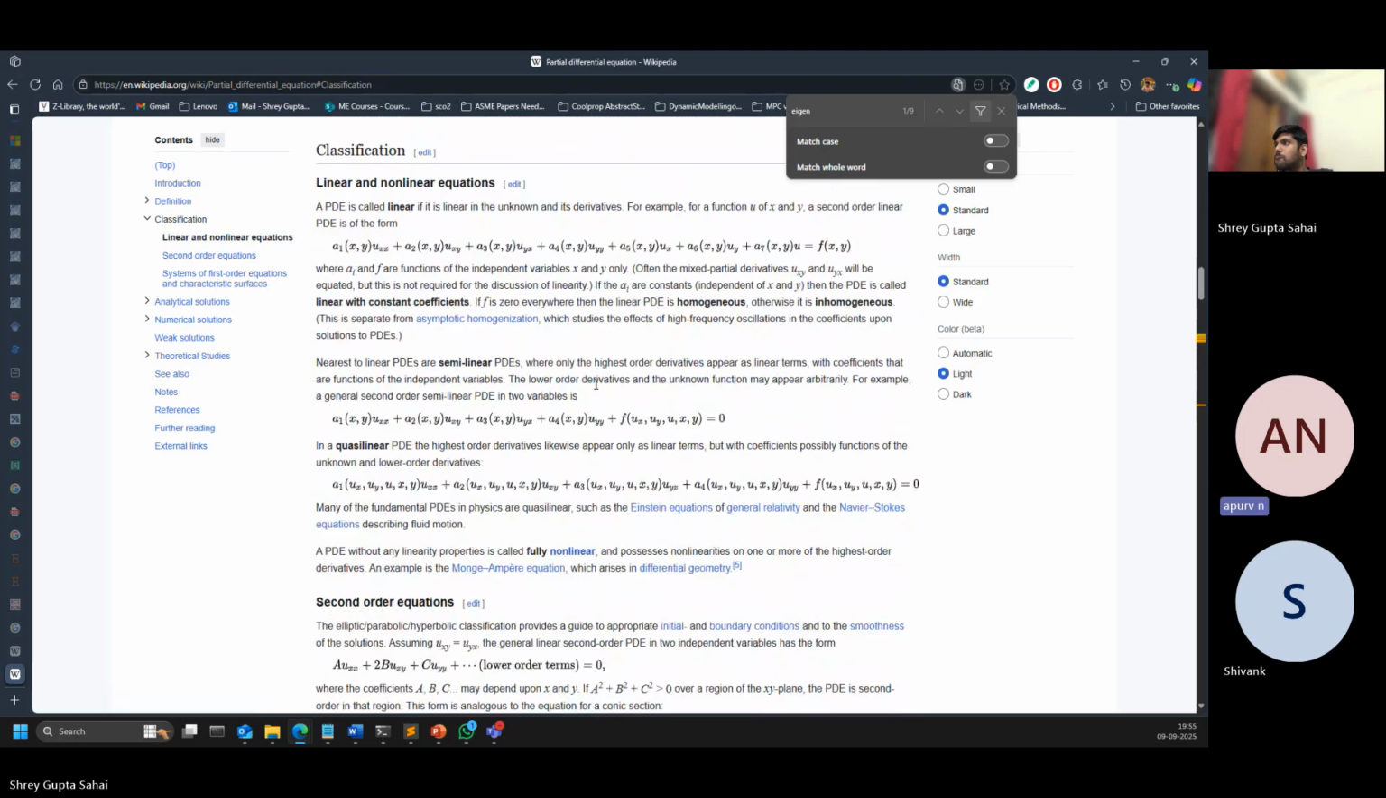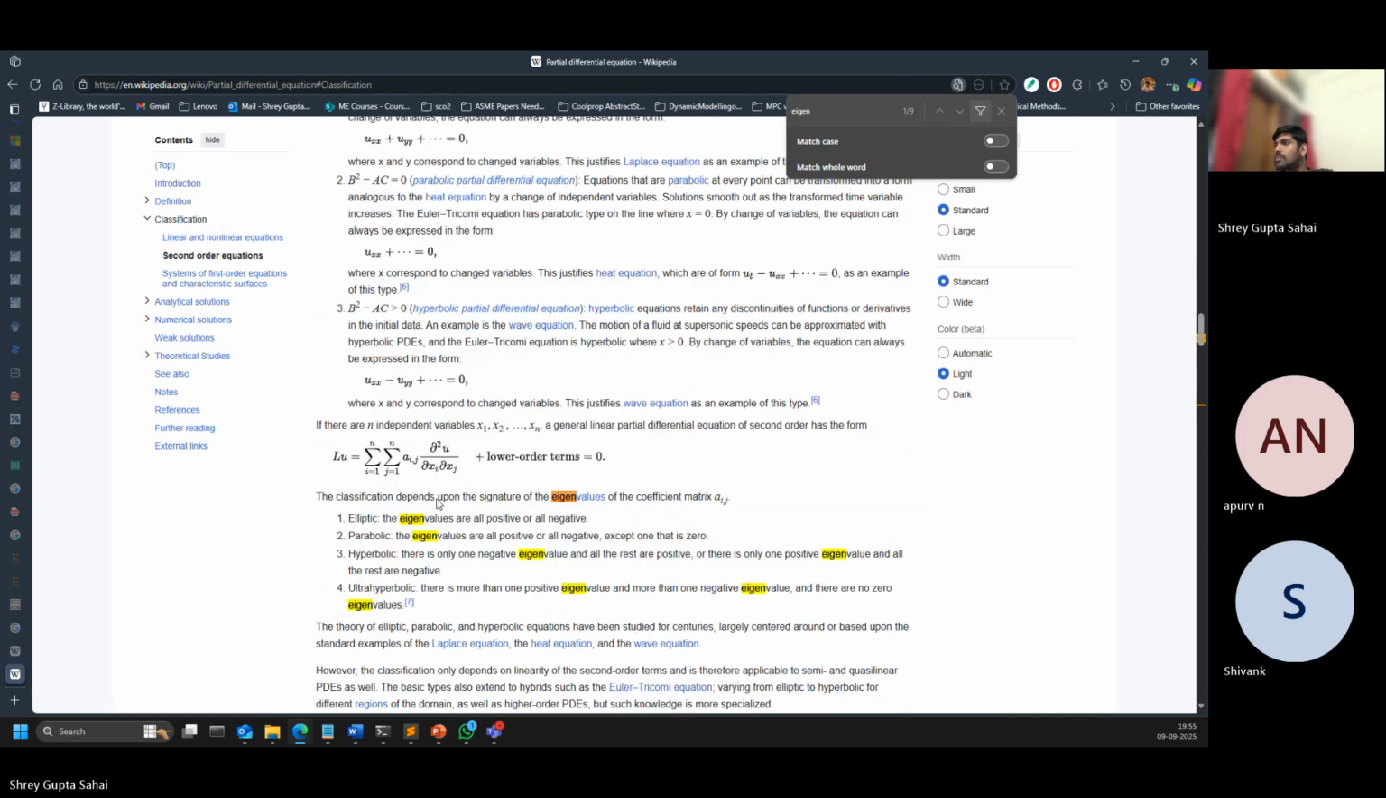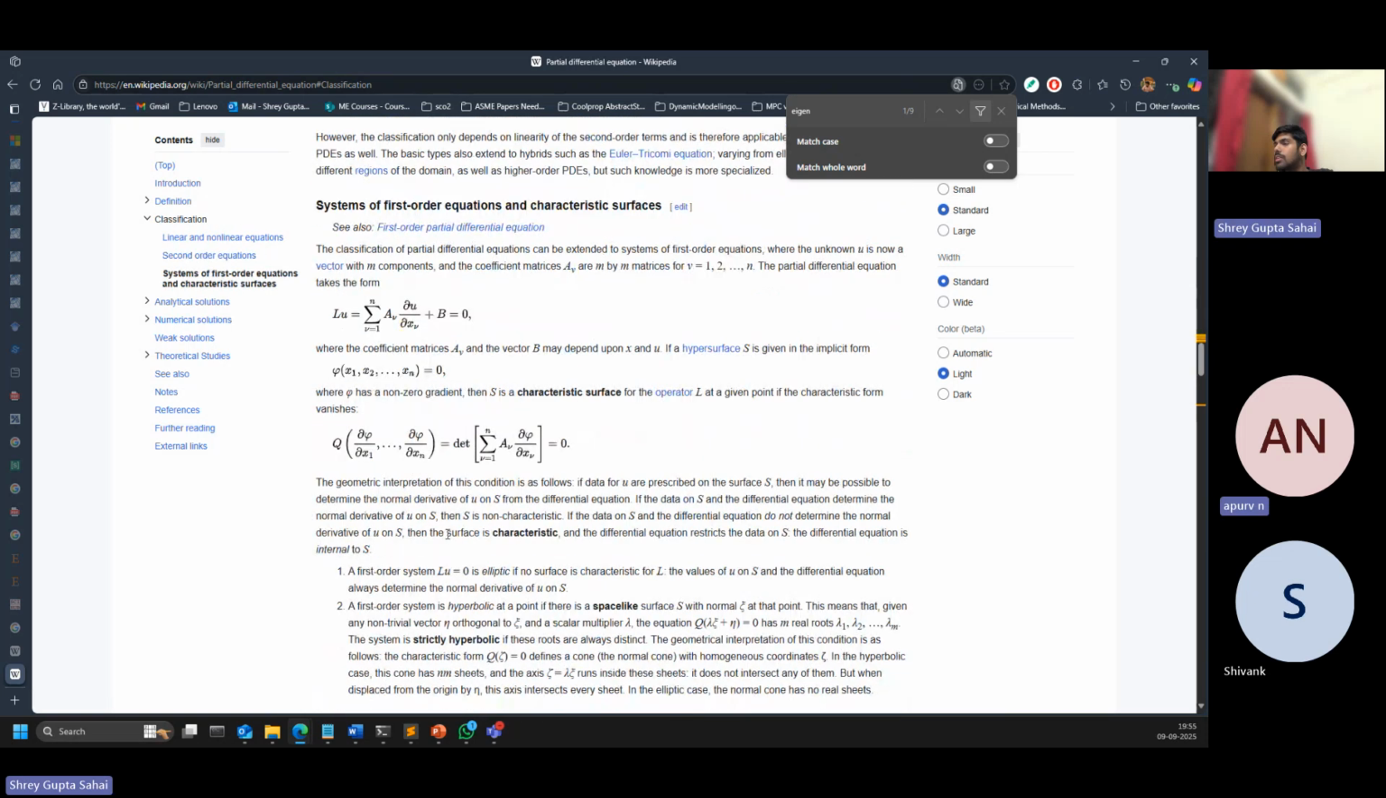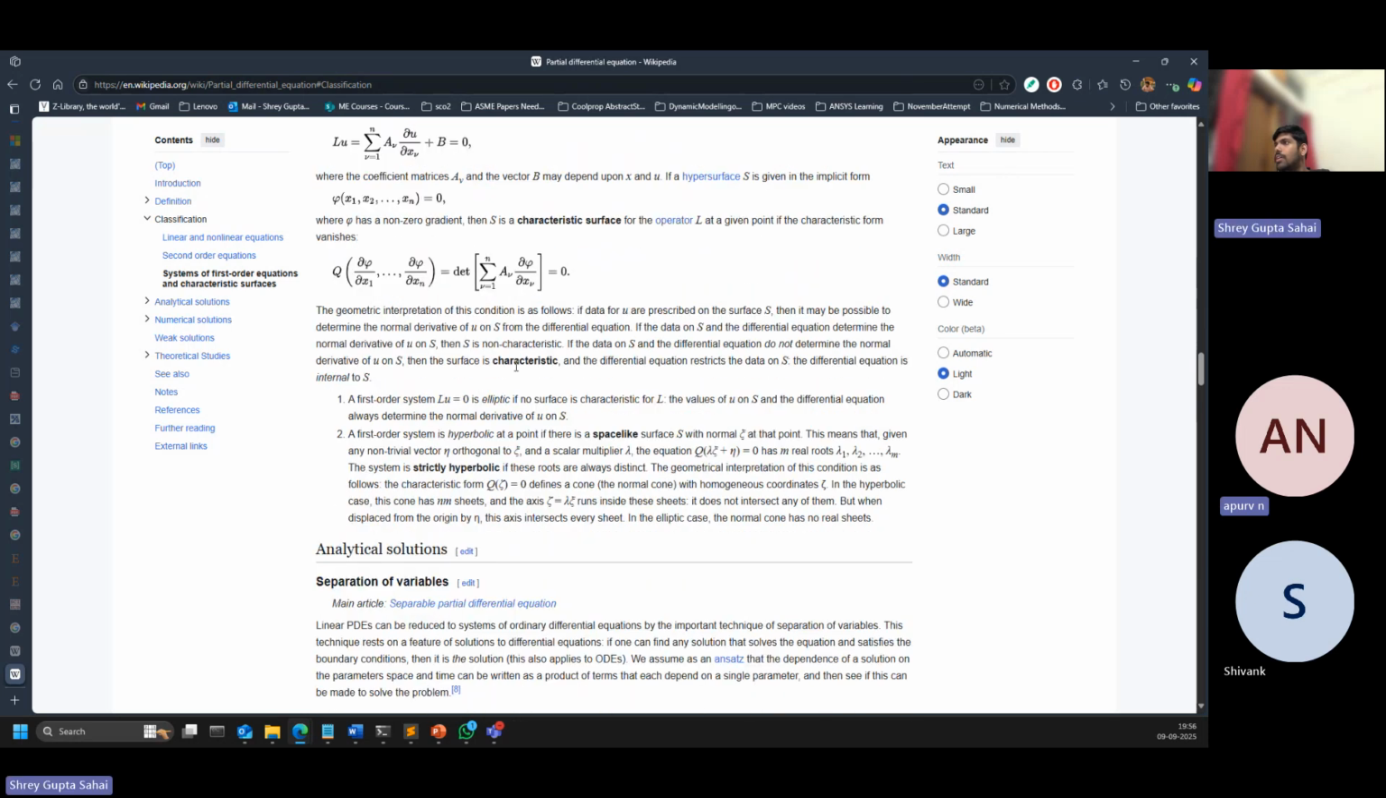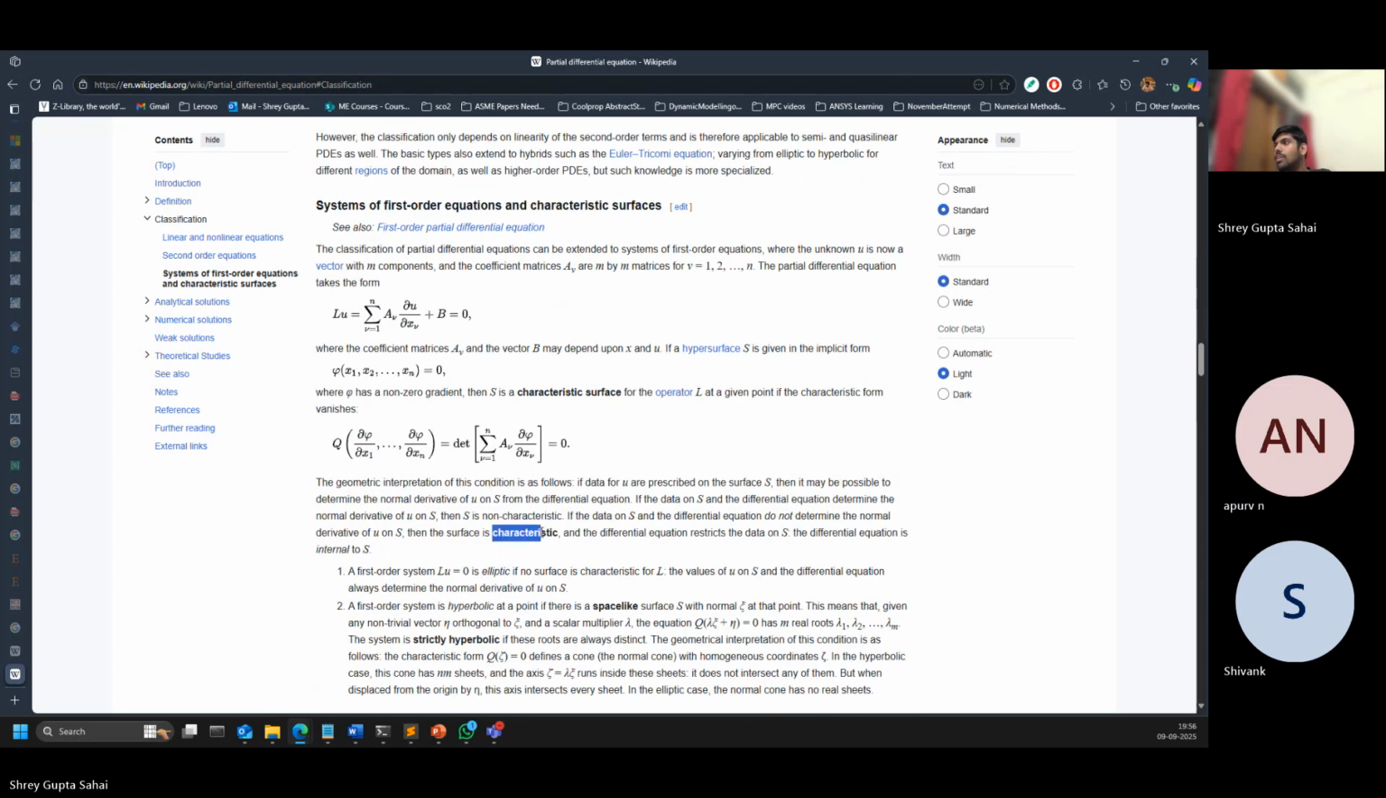Because the general form of the PDE is written with sigmas. If you go down, I can show you. It is written sigma i, j equal to 1 to n, a i j. If you expand the summation, it will be of the form a phi xx plus b phi xy plus c phi yy, that way. So these aij, those are the coefficients a, b, c, and all. So we will get a matrix. Correct, I got your point.